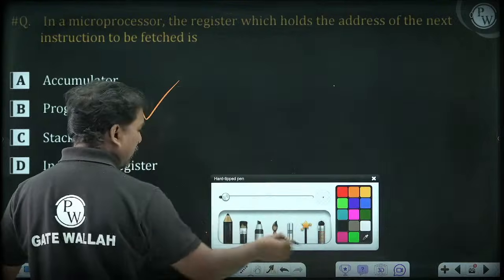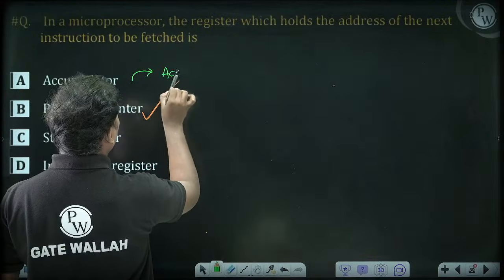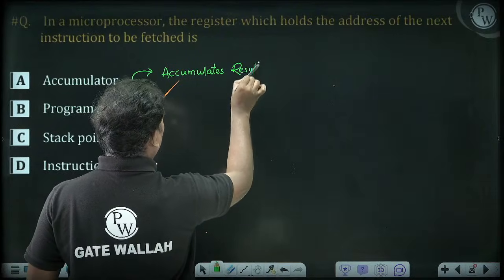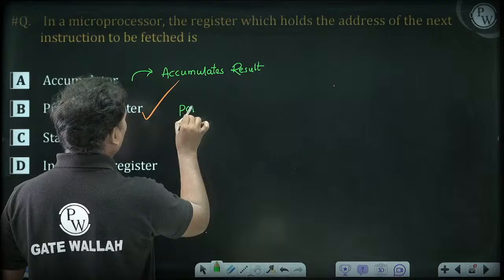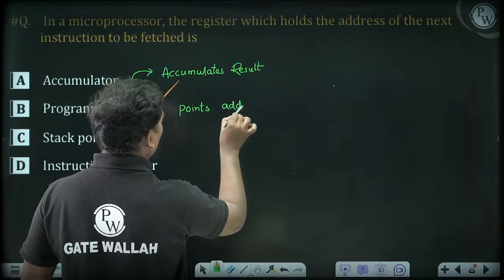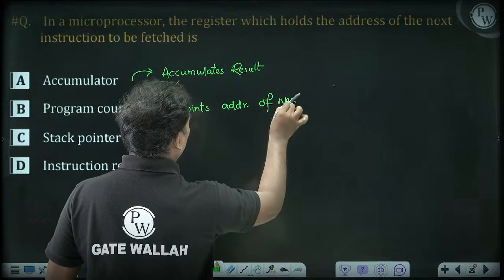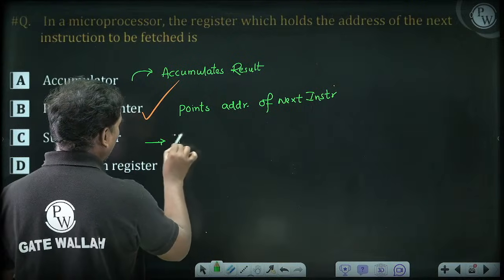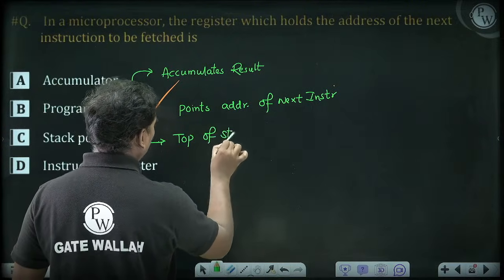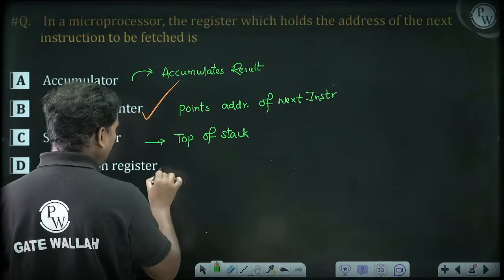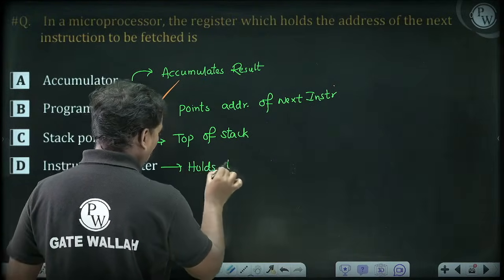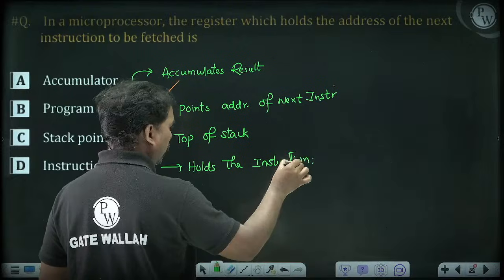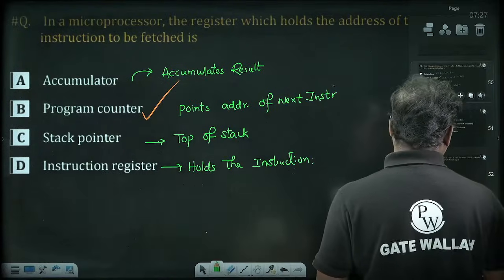Accumulator will be accumulating the result. Next, program counter points to the address of the next instruction to be executed. Stack pointer represents the top of the stack. Instruction register holds the present instruction. Okay, so let us go for the next question.